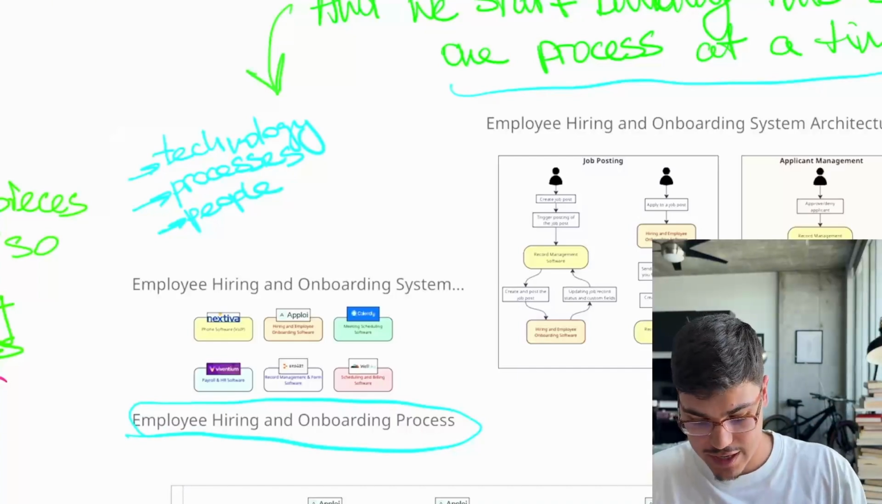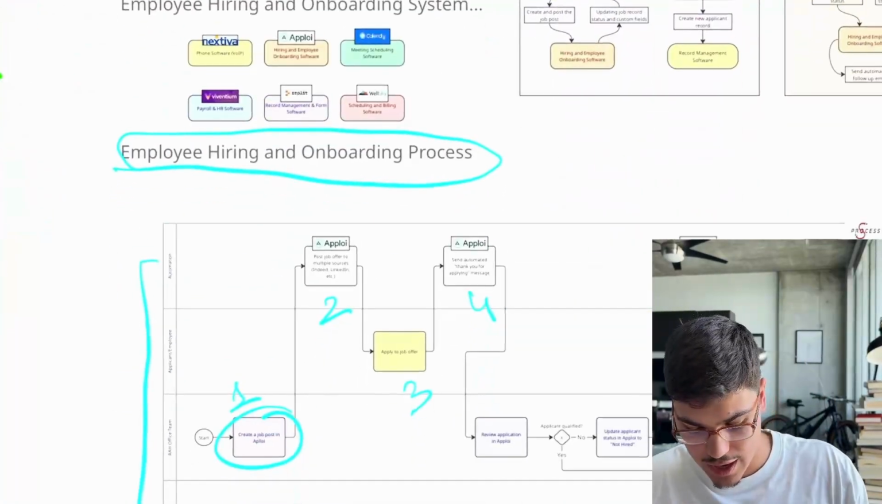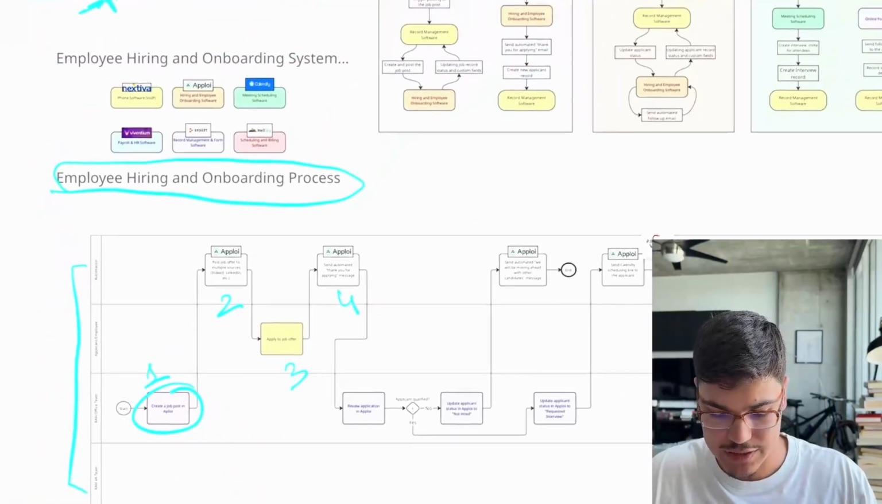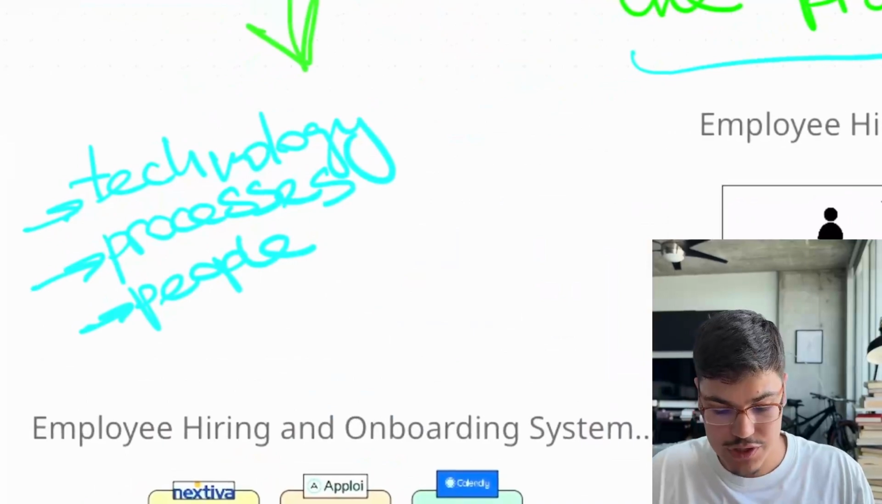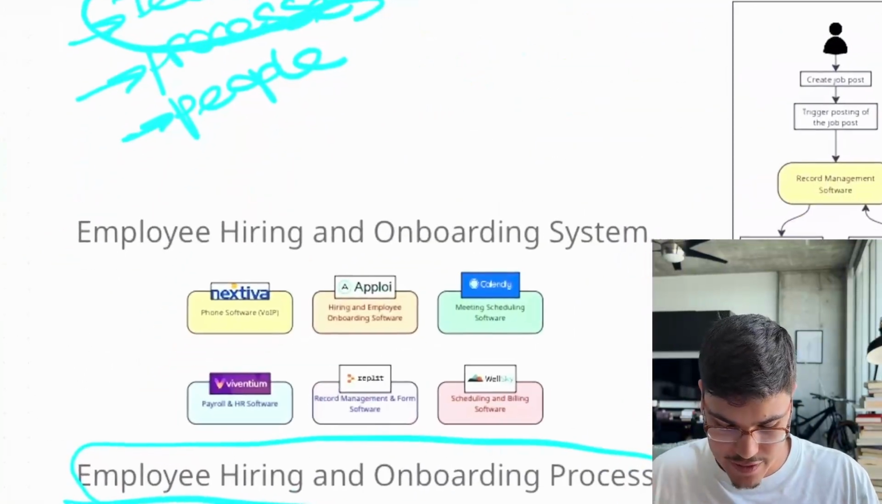The way you do it is first understanding your process, because this is what differentiates the most. And this is where we have the steps listed. The second one is now you start understanding what is the technology that we're using as part of this system. And this is what I do here.